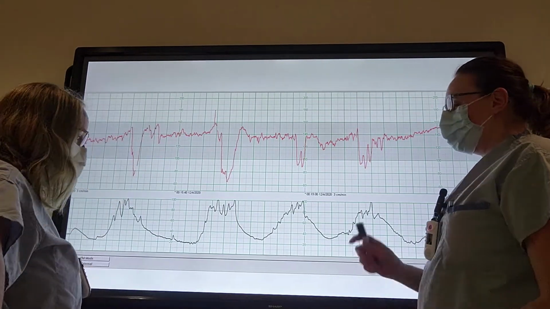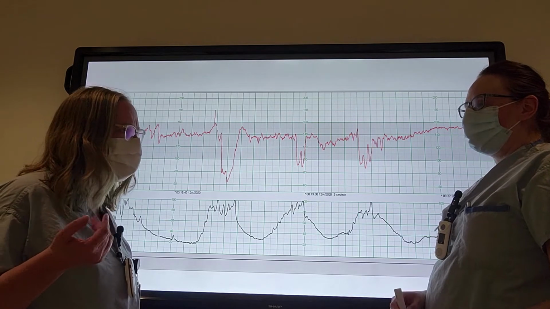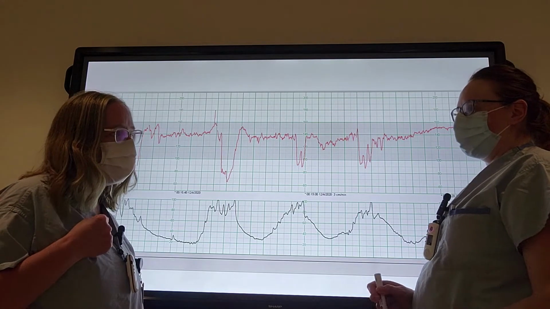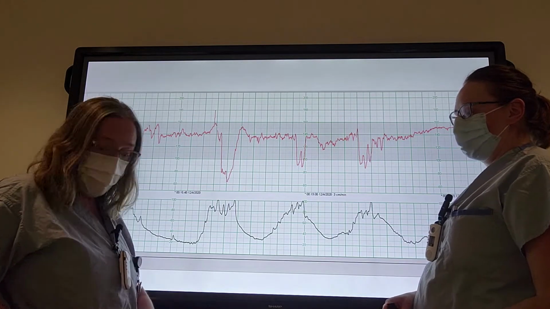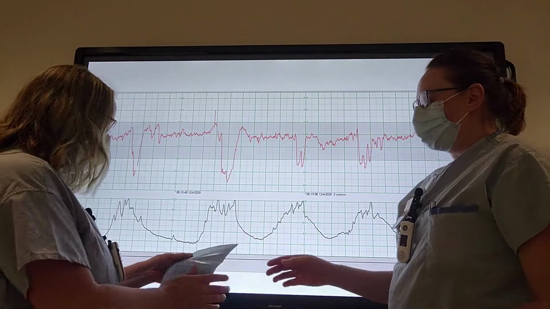Okay. So do you have that blue pocket card? Which blue pocket card? That blue pocket card that Shannon gave you in orientation. Do you have that card? Oh, you mean this one? Yes. Can you pull that out? Yes. Okay, so let's take a look at this card.